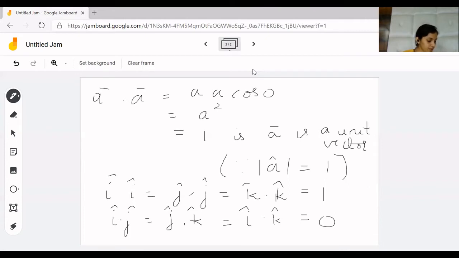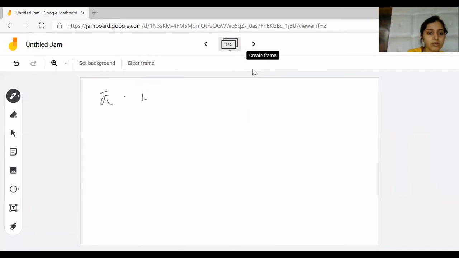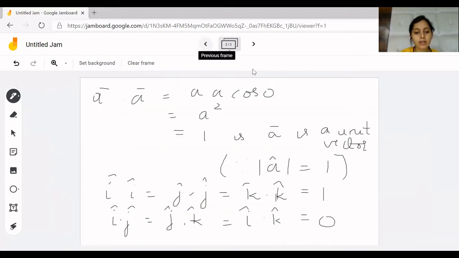Now expressions for a bar dot b bar in terms of i, j, k. That is, if a bar and b bar are given in unit vector i, j, k form, then how do we solve the numericals? I'm directly giving you the formula over here: a bar dot b bar is equal to a1 b1 plus a2 b2 plus a3 b3. That is, we just directly multiply the coordinates. Here we are using this property, that is i dot i would be 1 and i dot j would be 0.